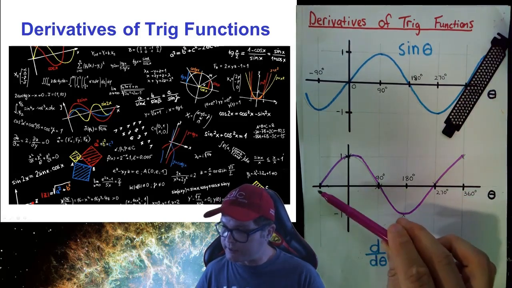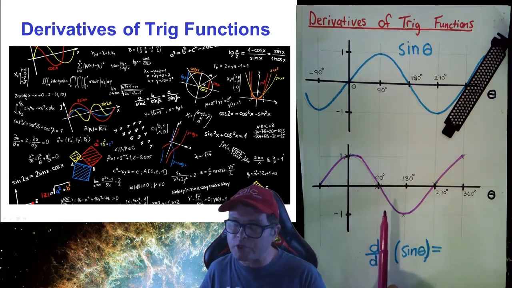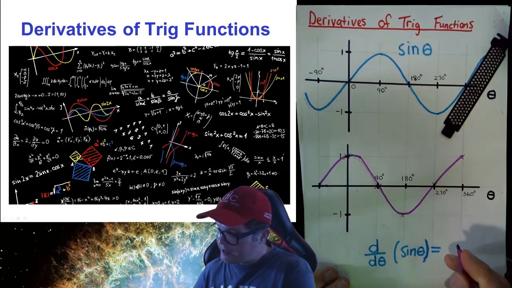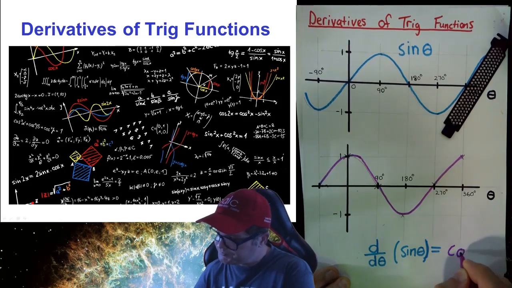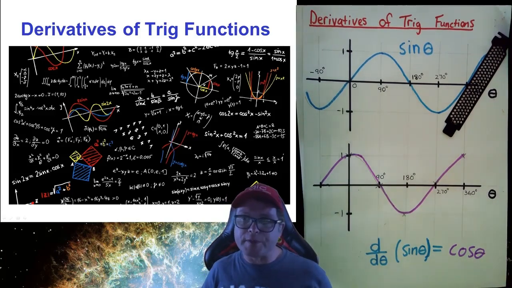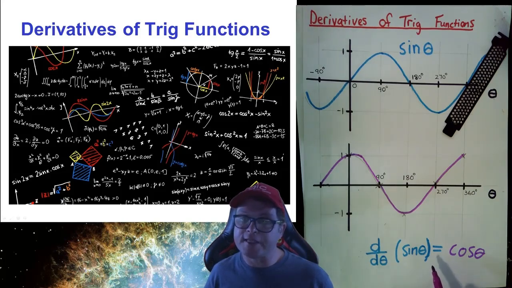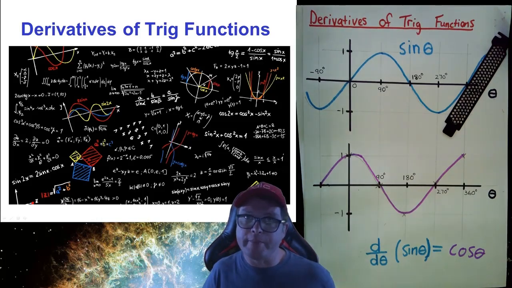And if you take a look at this curve, you in fact recognize it. This curve shown in purple is exactly the curve of cos theta. So this brings us to our first important observation, that the derivative of sine theta with respect to theta is equal to cos theta. And this is something that you should remember and always have at your fingertips.